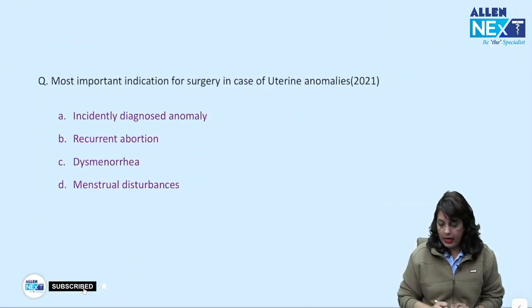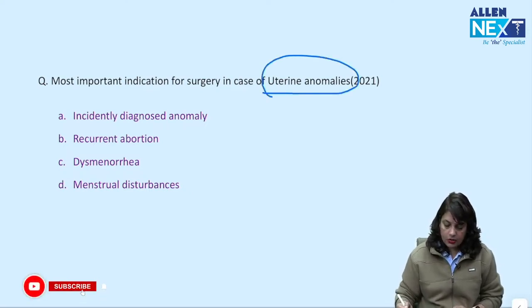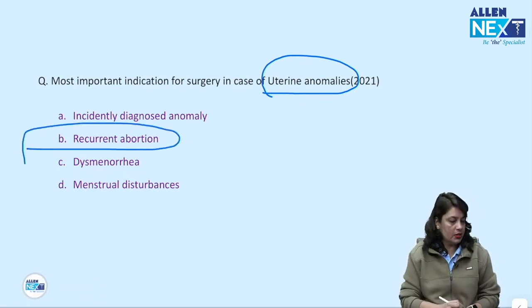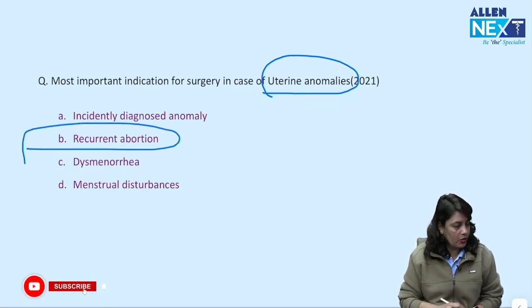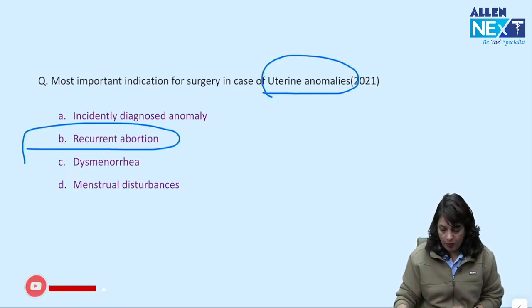Most important indication for surgery in uterine anomalies is always when there is a history of recurrent abortions. That is, habitual abortion is the most important indication for uterine anomaly surgery.